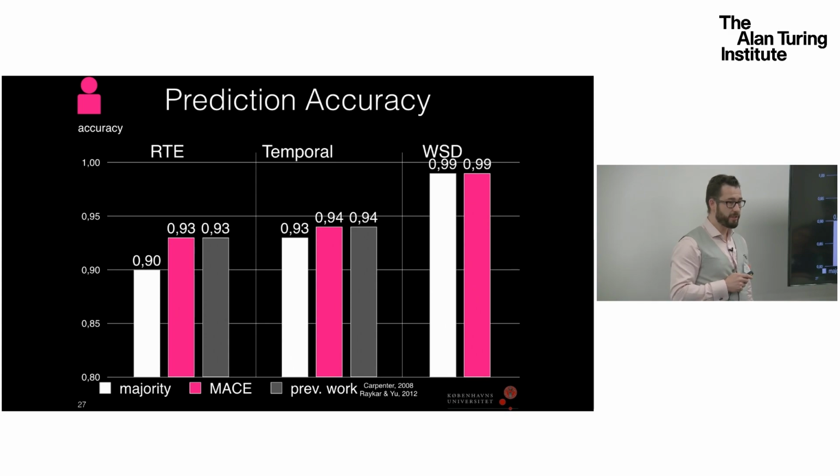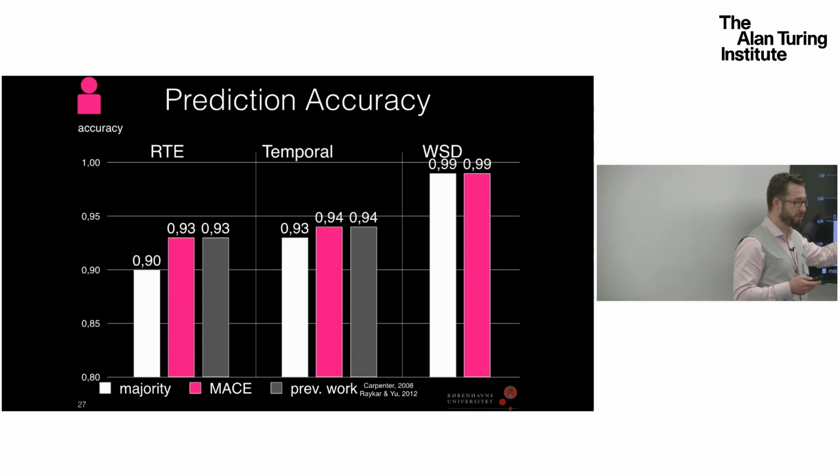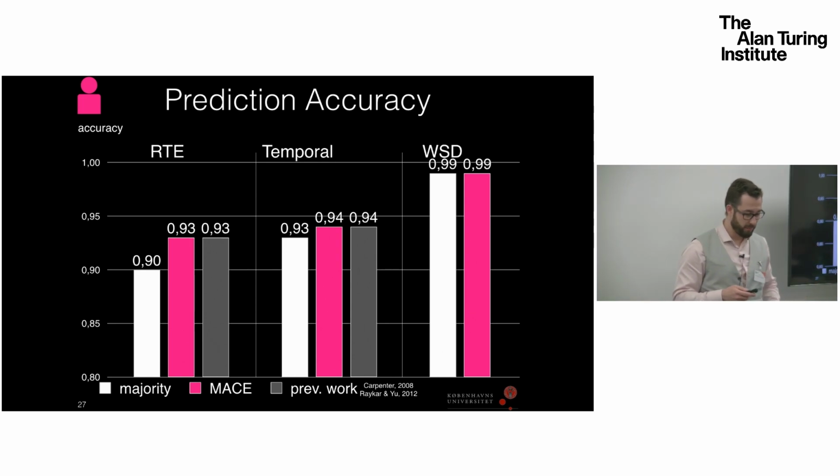So then the question is, okay, if we do this, how well do we do in finding the correct answer for each item? And we see that basically our model in pink does a lot better than majority voting, where you just go with whatever the majority of your annotators say, or performs equally well in the case of word sense disambiguation, which apparently was just so easy that there wasn't much way of getting it wrong.